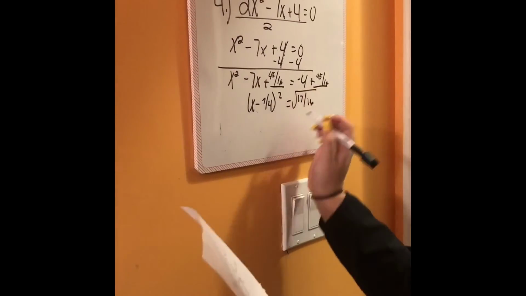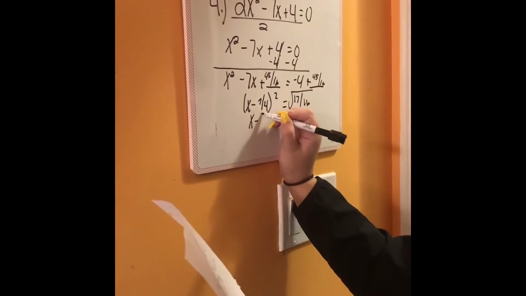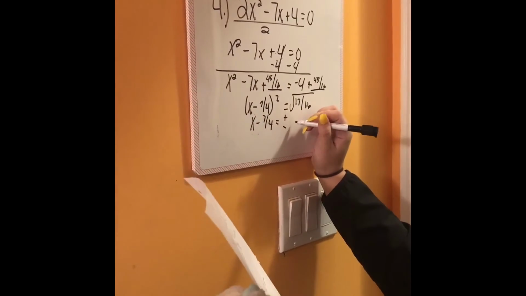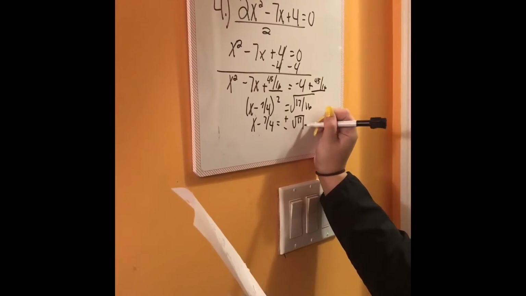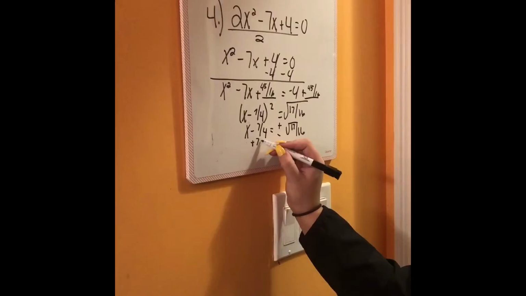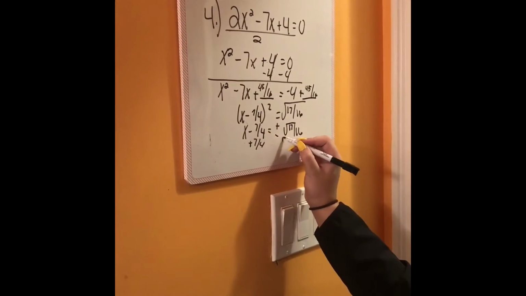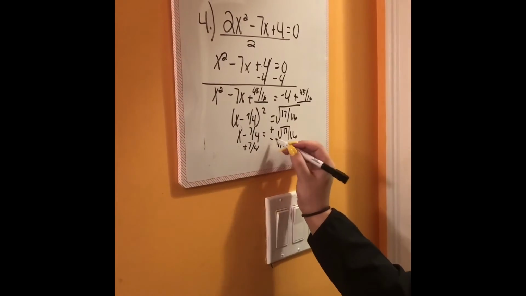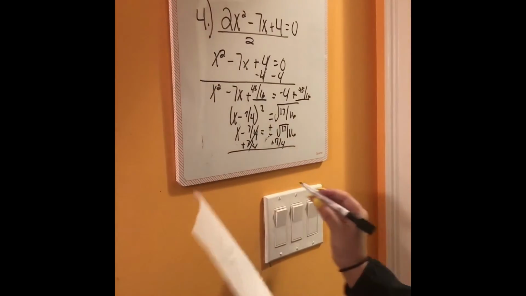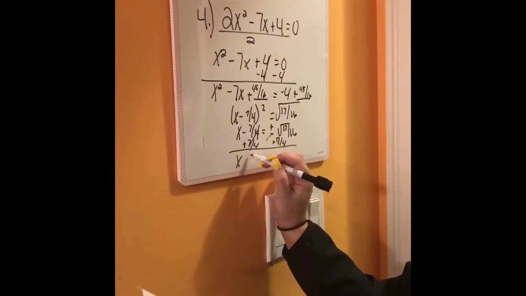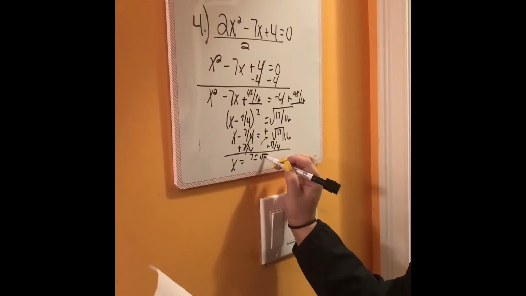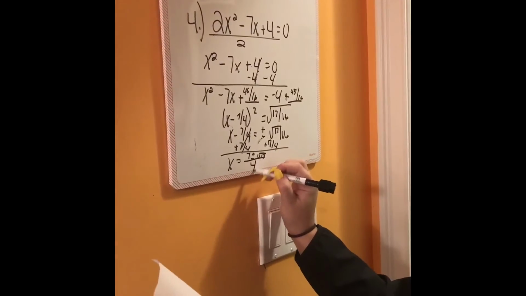Then that goes squared, and then this falls out of the parentheses, equals plus or minus square root of 17 over 16. Then you're going to add 7/4 to both sides. Then your final equation is x equals 7 plus or minus square root of 17 over 4.